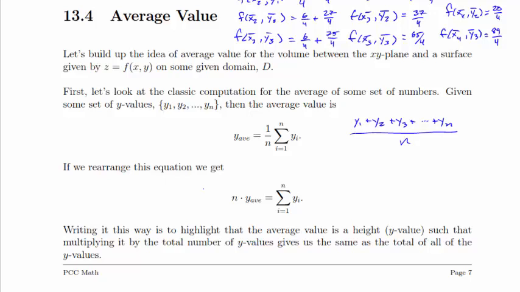If we rearrange this equation, we get n times the average value equals the sum of all these elements. So if I multiply the n to the other side, the total sum equals the average times the number of objects, which is a really nice way to think about it, in this kind of backwards way. Writing it this way highlights that the average value is a height y value such that multiplying it by the total number of y values gives us the same as the total of all the y values. If I add up all the y values, I get that same total by taking the average value and multiplying it by the number of values.